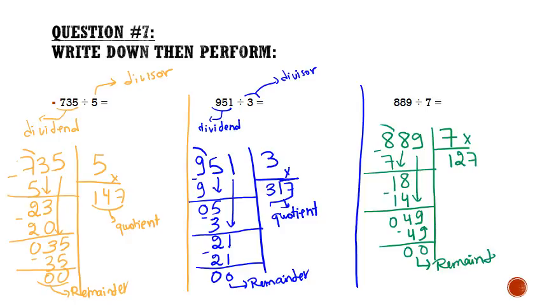What do we call the 127? Quotient. Don't forget that you have to write the answer above. So I have to write here 127. What do I write here? 317. And for the first one it is 147. Is it clear? Yes. Okay.